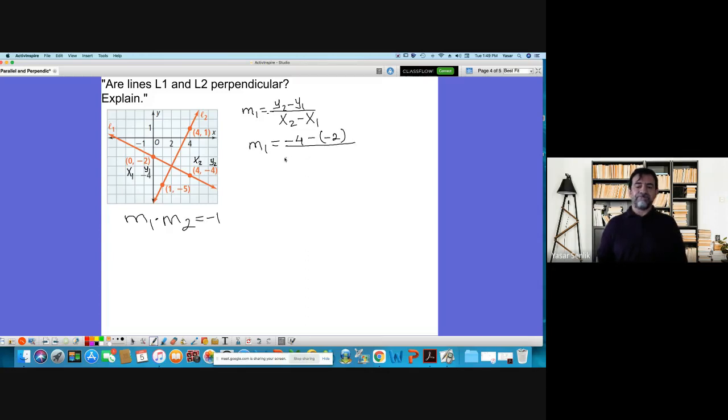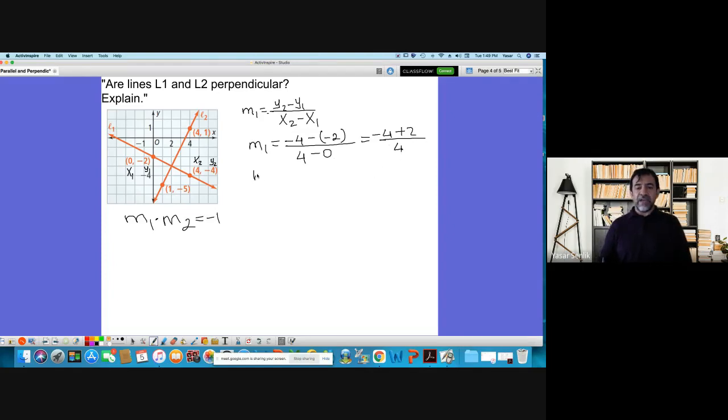Over X sub 2 minus X sub 1. What is X sub 2? It is 4 minus, what is X sub 1? 0. Then we'll have -4, and negative times negative is going to give you positive, so we have -4 plus 2 over 4 minus 0 is going to be just 4.